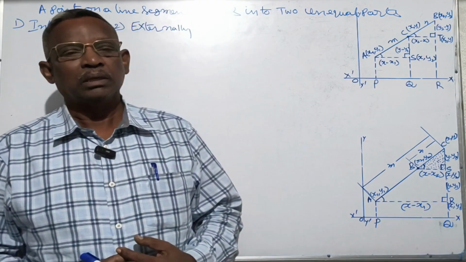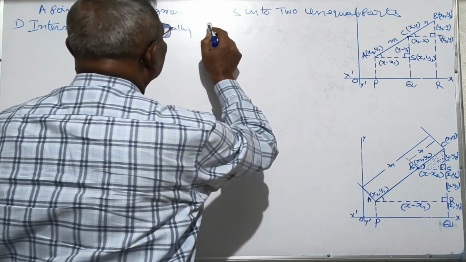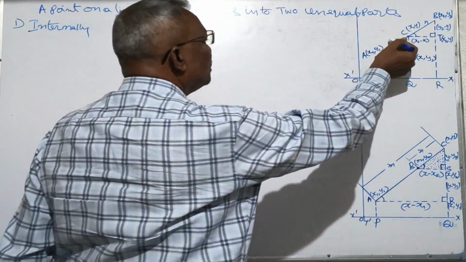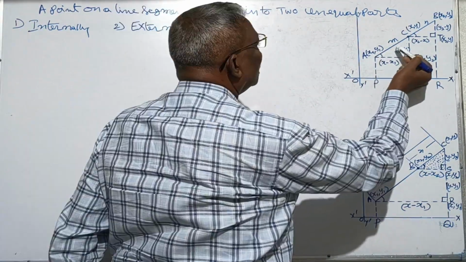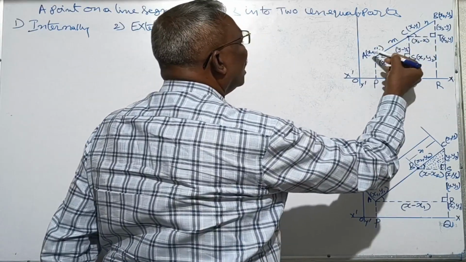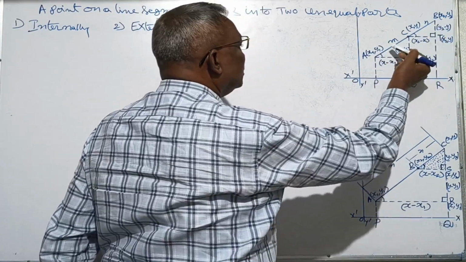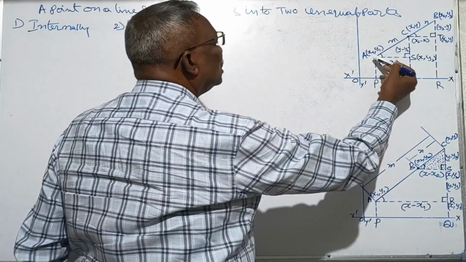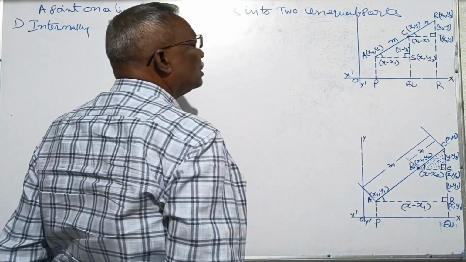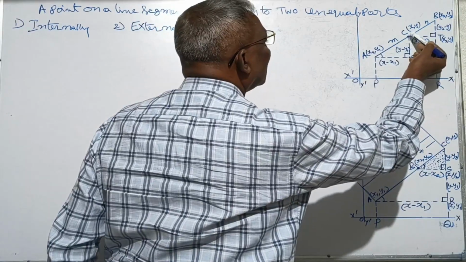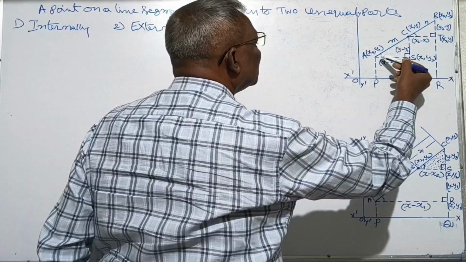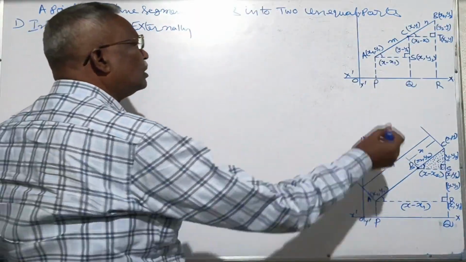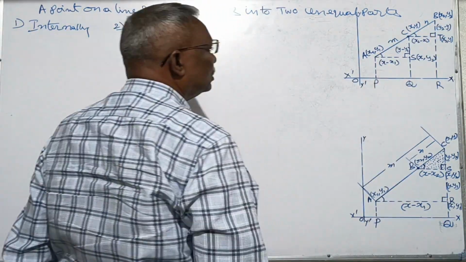Today our topic is a point on a line segment divides into two unequal parts, that is m is to n ratio. AB is a line segment. Point C divides it into two unequal parts. That means AC is not equal to CB. That is m is to n ratio.